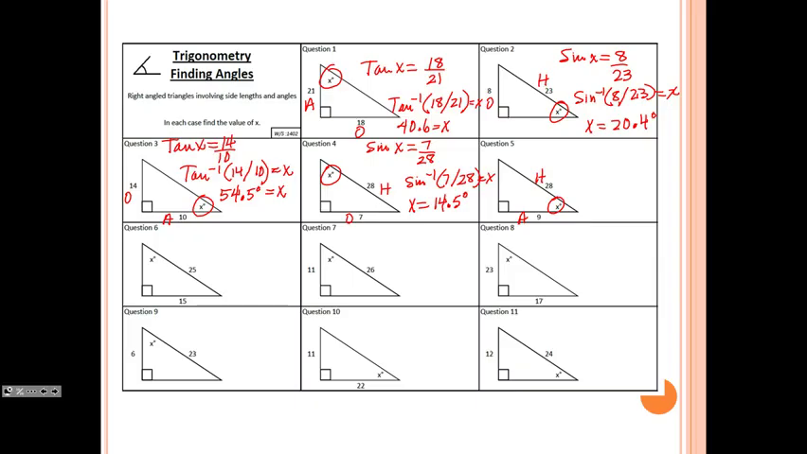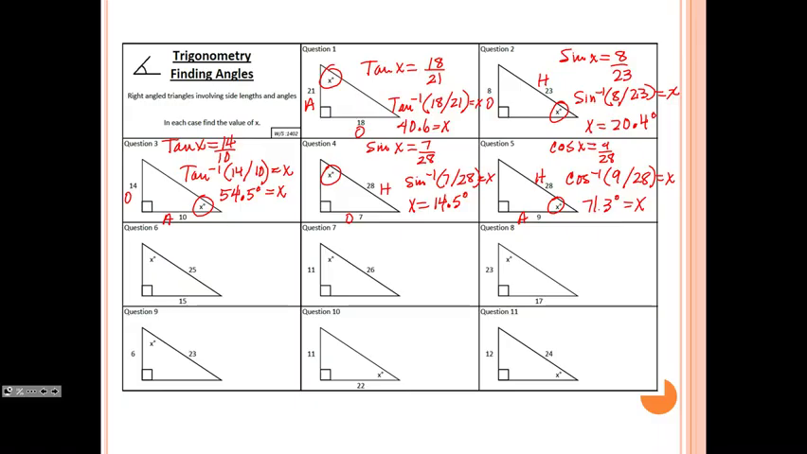Okay, right here, we're going to go adjacent over hypotenuse. What is that? Let me think. That would be cosine. Cosine of x equals 9 over 28. Okay, so again, I just get a little excited here and just want to punch it right into my calculator. But let's take the time to write this out. So x equals, we're going to go second cosine. We're going to do 9 divided by 28. Okay, we are going to get 71.3.